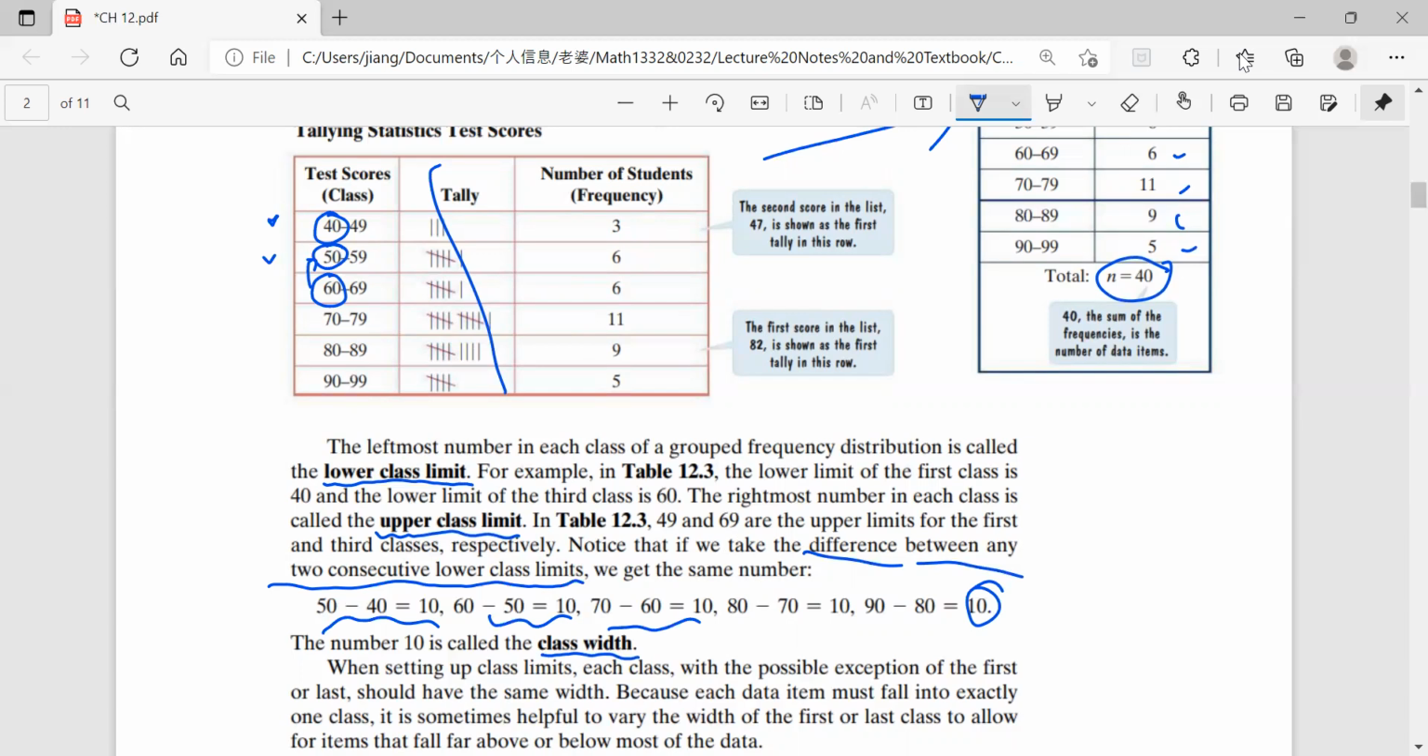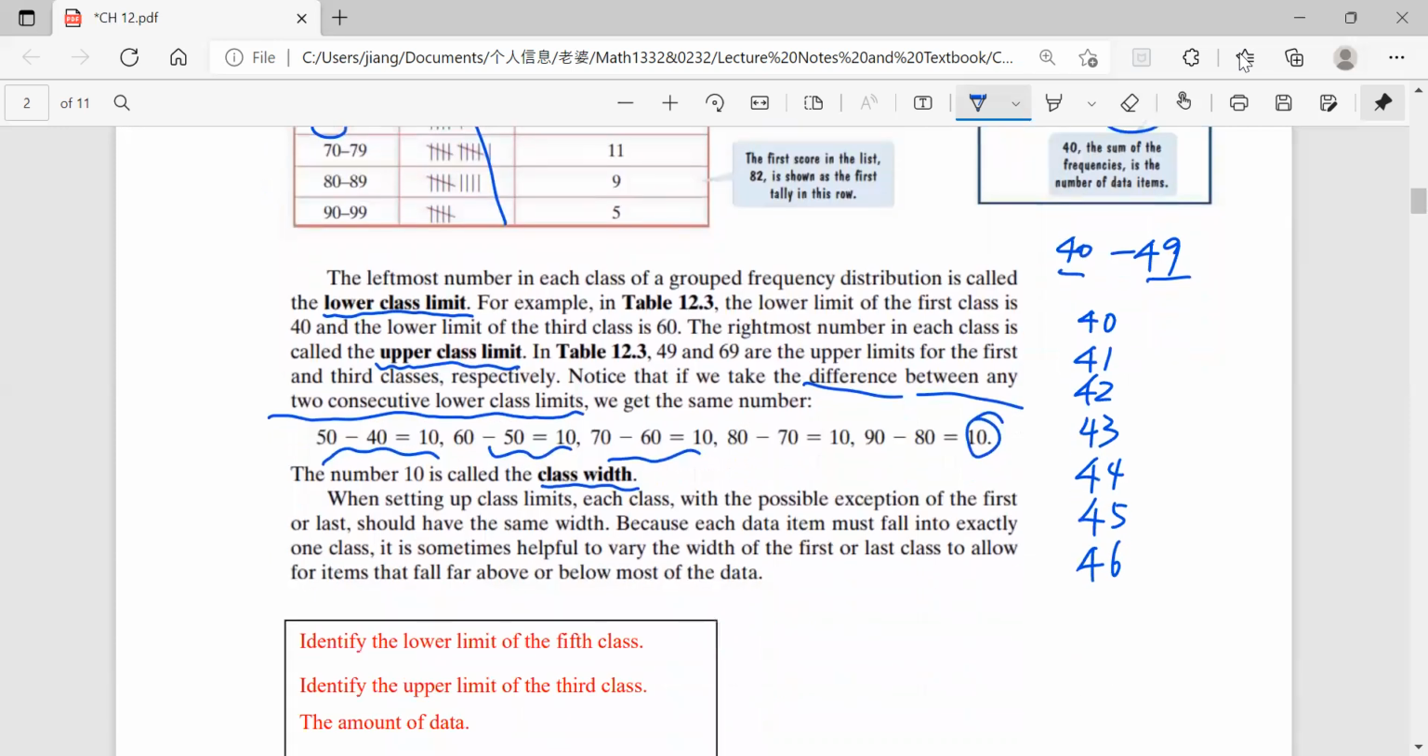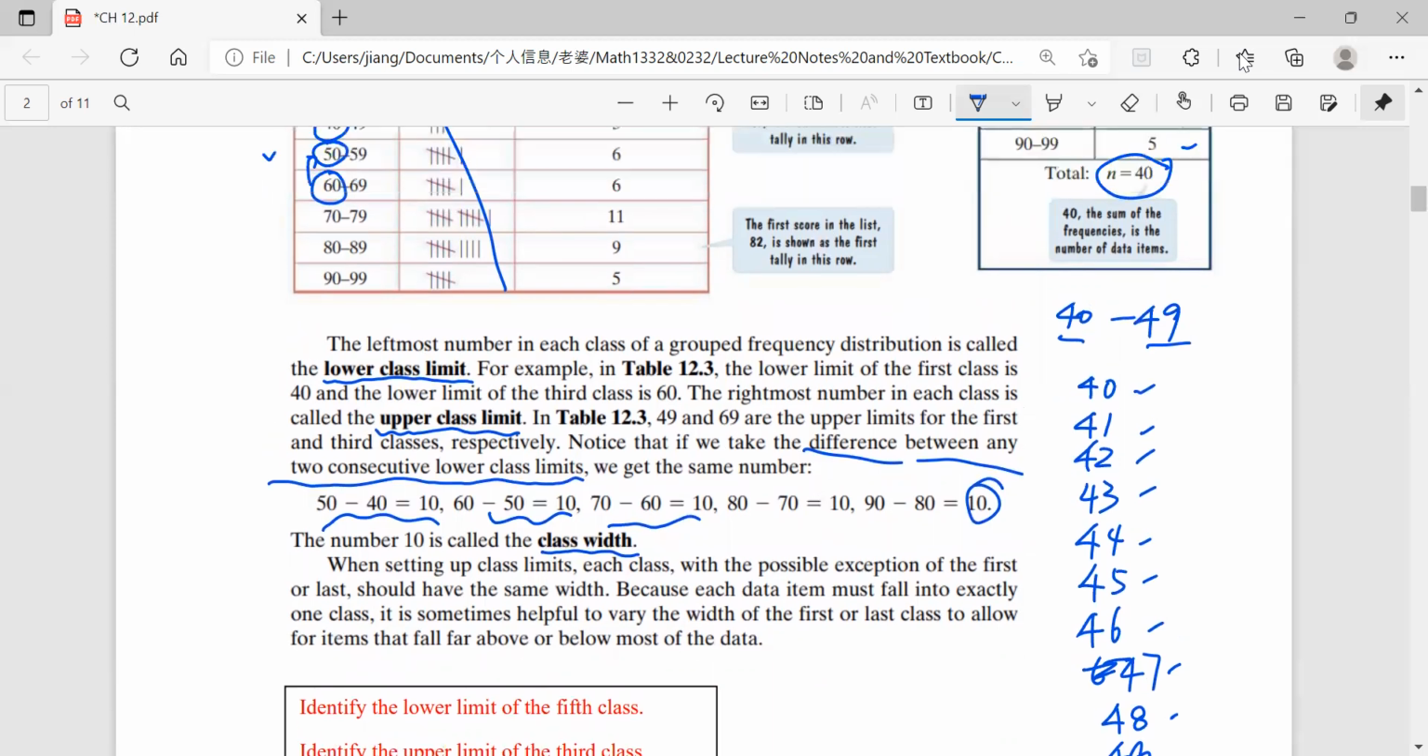You can also think of it in this way: how many numbers are in each class? The first class is from 40 to 49, so 40 and 49 are included in this class. It could be 40, 41, 42, 43, 44, 45, 46, 47, 48, 49. So how many numbers? 1, 2, 3, 4, 5, 6, 7, 8, 9, 10. Yes, there are 10. That means the class width is 10.